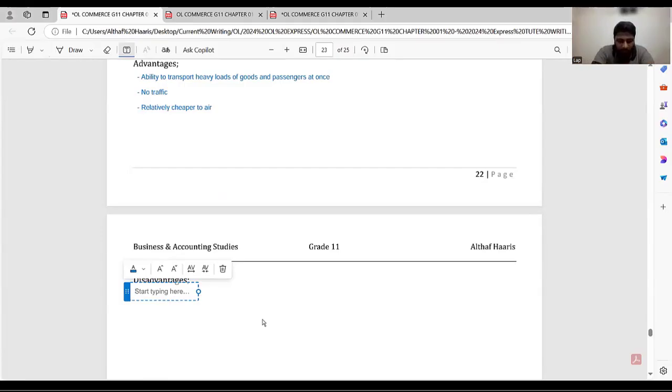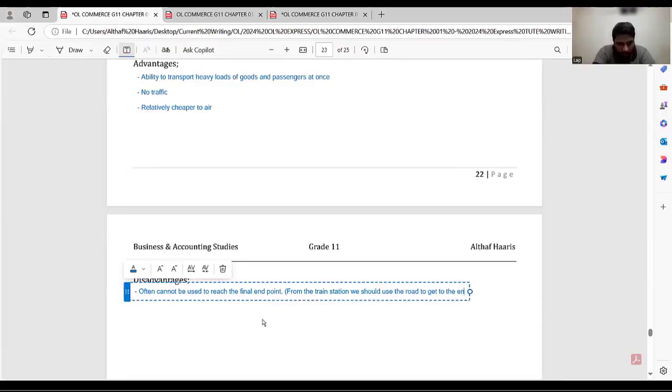So let's write it, people. Often cannot be used to reach the final end point from the train station. We should use the road to get to the end destination.